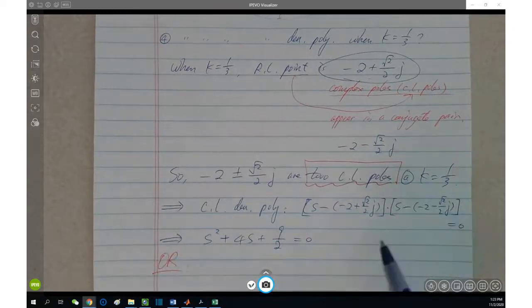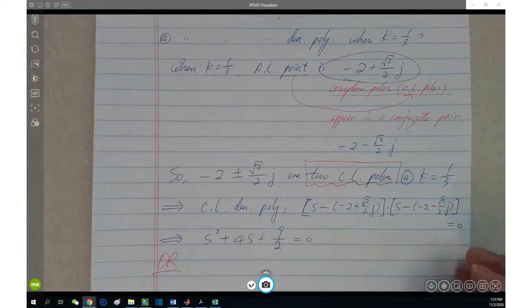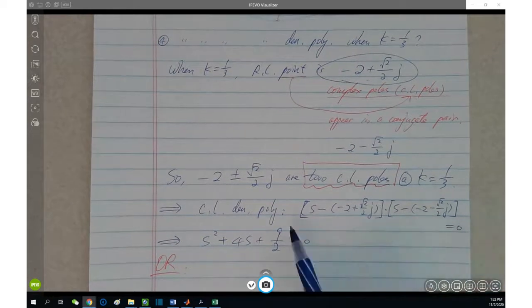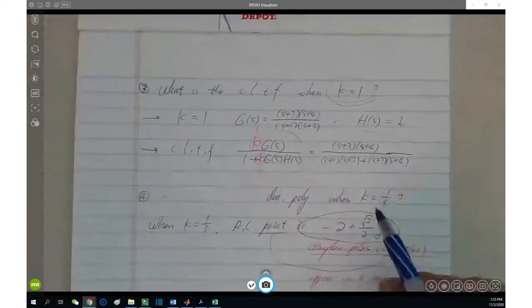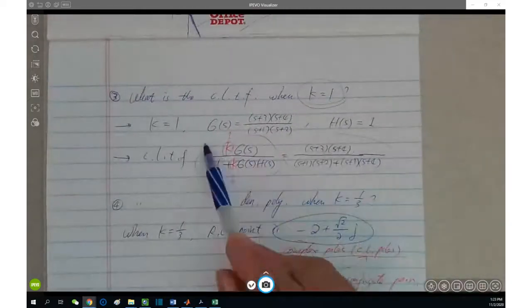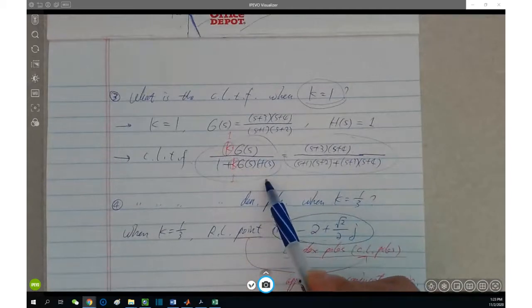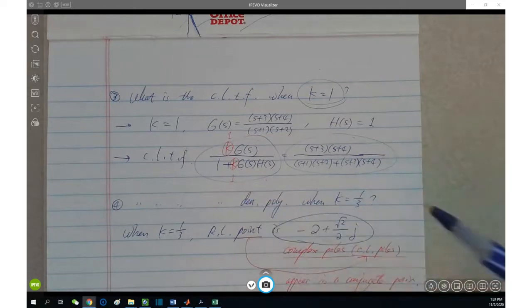Well, that another way might be easier. However, it's not as helpful as the first idea here to better understand the root locus. The easier way, I think: since we know the closed loop transfer function as this, if we just substitute the k value by 1/3, we're finding the closed loop transfer function directly, right? From there, you can, of course, find the closed loop transfer function denominator polynomial.